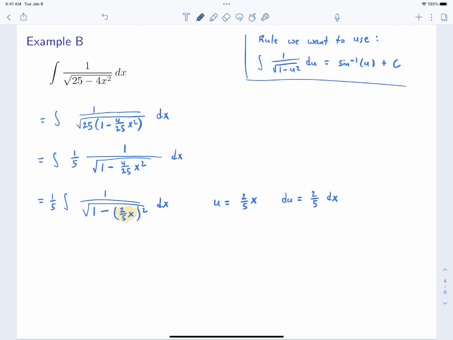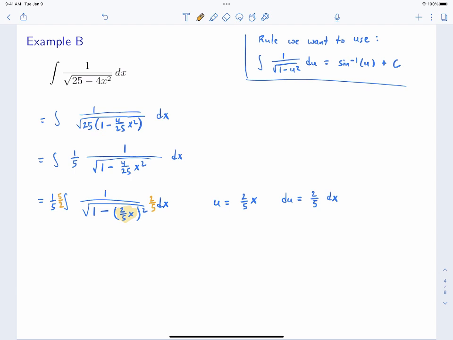So once again, I need to put a 2 over 5 here. But 2 over 5 is a constant, so I can just multiply by 2 over 5. And if I multiply by 2 over 5, I have to divide by 2 over 5. But dividing by a fraction is the same as multiplying by the reciprocal. So this is the same as multiplying by 5 halves. So let's just put a 5 halves in front there.